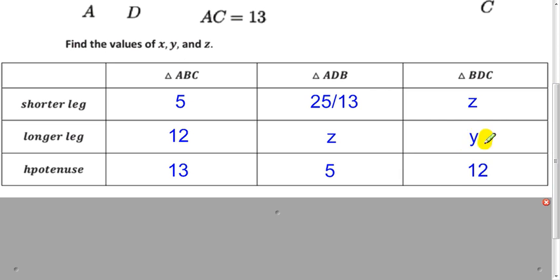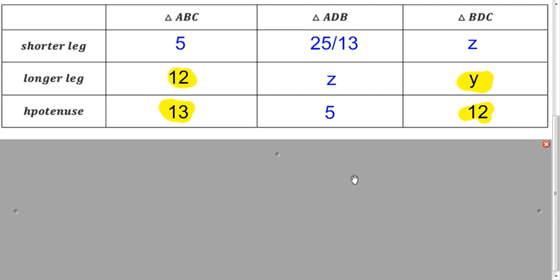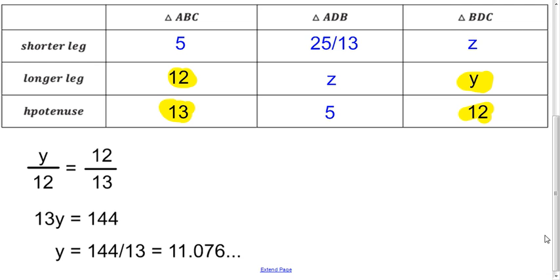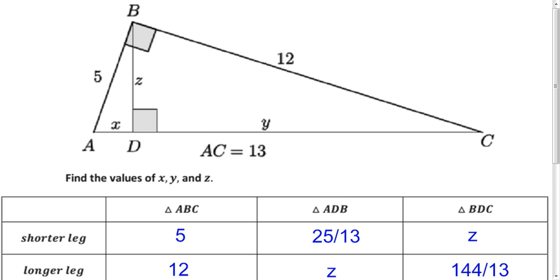Here's Y, and we know this distance right here is 12. So we use Y and 12. We have to use the first triangle because that has known measurements of 12 and 13. So Y divided by 12 has to be the same as 12 divided by 13. Cross product, divide by 13, and you get 144/13. I'm going to fill that in on my table.